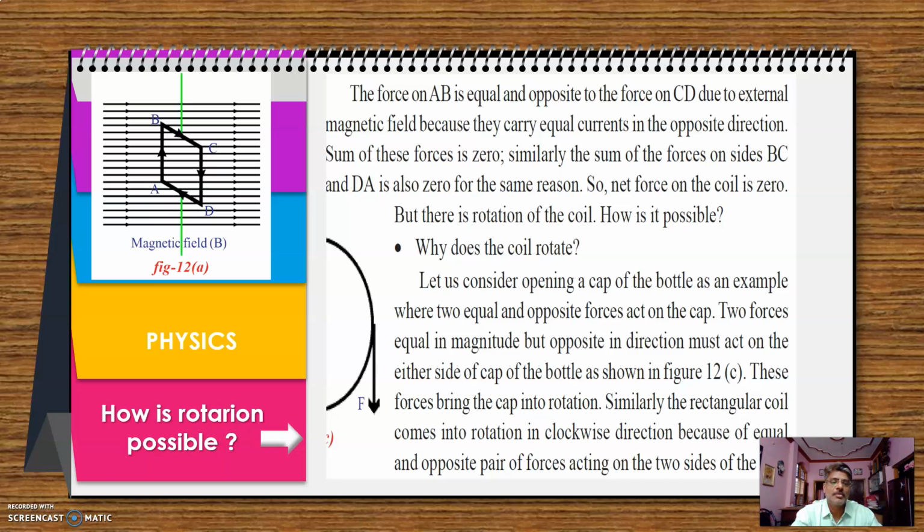It is there from your textbook, and you should remember that the net force on the coil is 0. The forces due to AB and CD are equal and opposite, and the forces due to BC and AD are also opposite and equal in amounts, so the net force on the coil is 0. And please remember, though the net force on the coil is 0, the coil can rotate. Please remember, when net force is 0, the coil cannot go from one place to another place, but it can rotate.